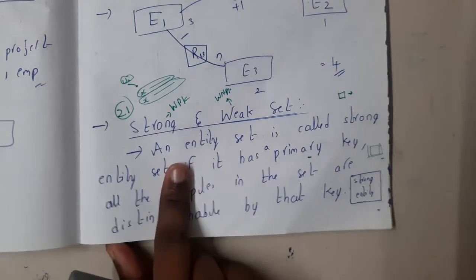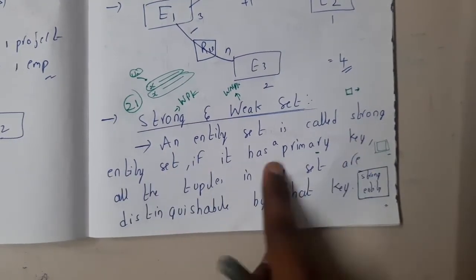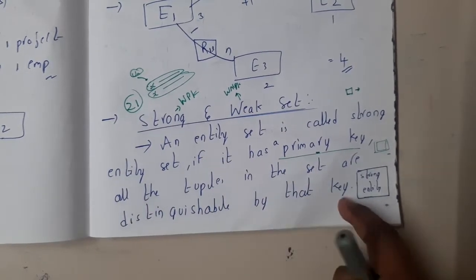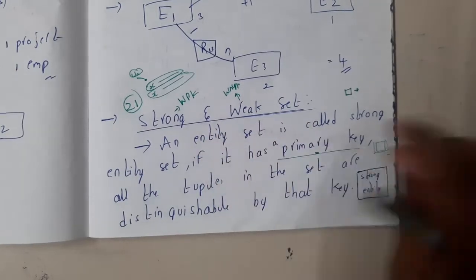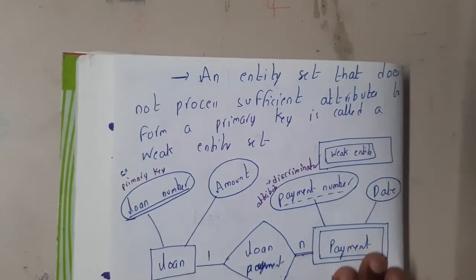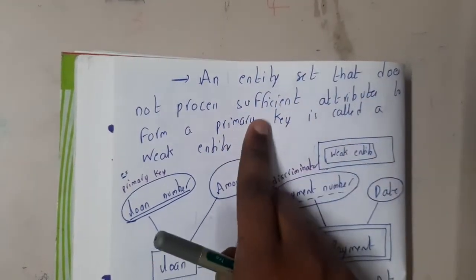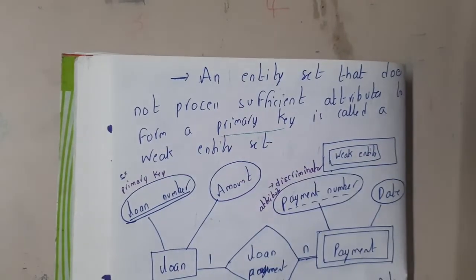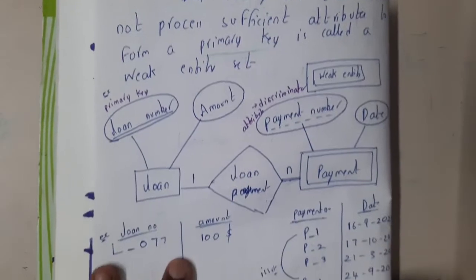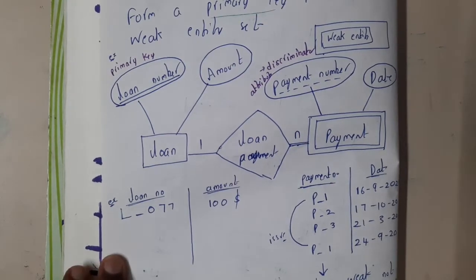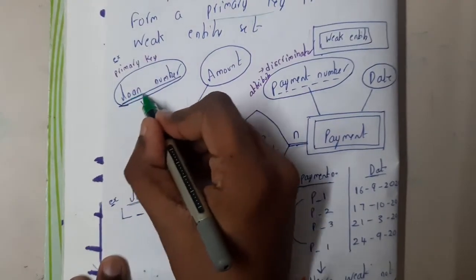Got it? So an entity set is called a strong entity set if it has a primary key. All the tuples in the set are distinguishable by that key. So with that value, I can say which row I am trying to select. Let us continue with the other definition of weak entity set. An entity set that does not possess sufficient attributes to form a primary key is called a weak entity set. In reality, we represent a primary key in attributes by underlining it, guys.